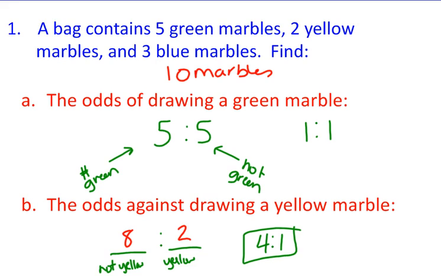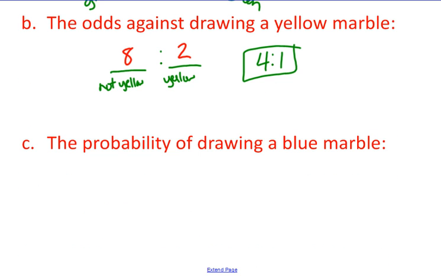Hopefully that's making sense. The last one then says the probability of drawing a blue marble. Probability now, how many blue marbles do I have? I have 3. And then since it's probability, we do the total down here. So 3/10 is my probability. Number of blue, and then total number.